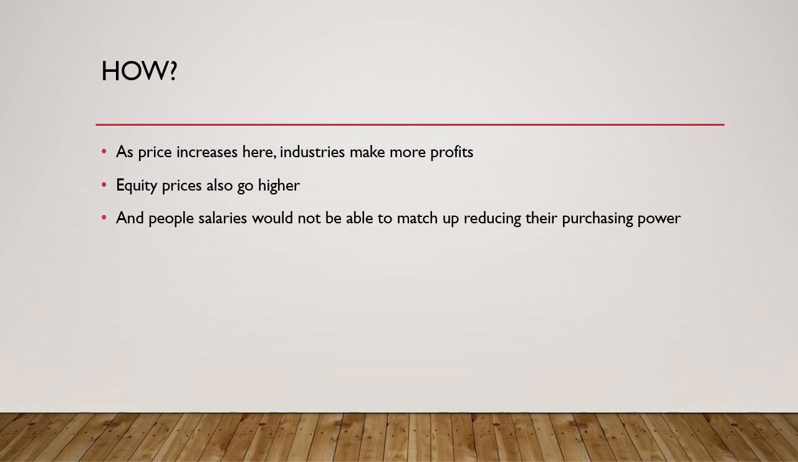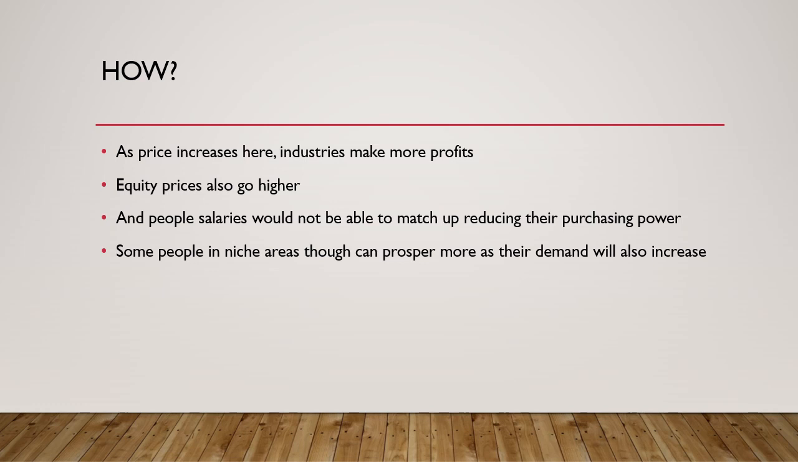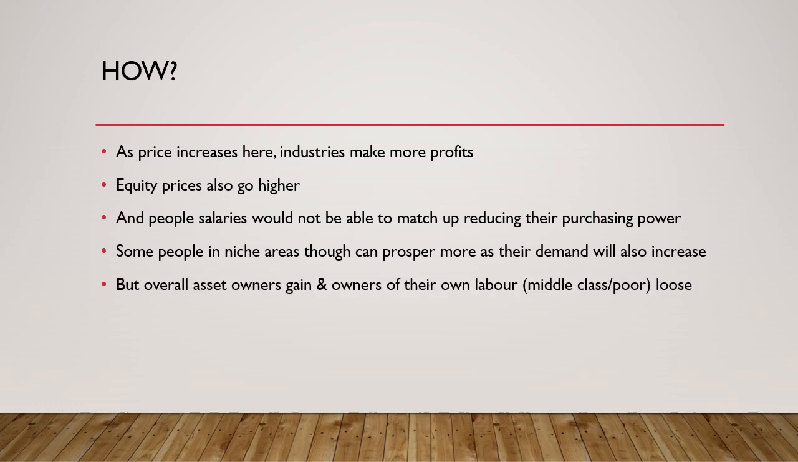Now the people's salaries will not be able to match up with the equity prices, simply because equity prices are one part of the gamut of real economy, which is services, goods and assets, while the other side is money. So salaries of people will never be able to match up to these higher equity prices and the profitability of the industries. So in essence, the asset owners are gaining at the expense of labor and middle class, the people who own their own labor, quite contrary to what the government again intended to do.